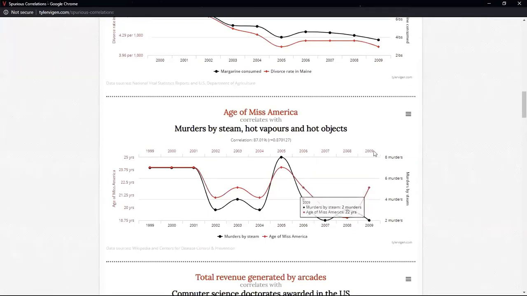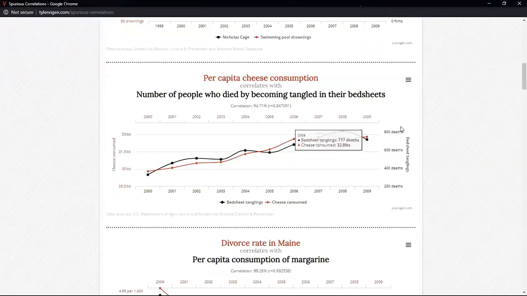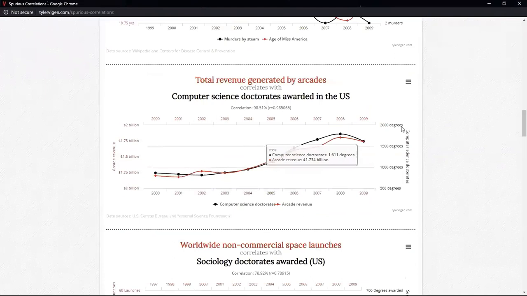Very low numbers. The first time I ever saw this, I saw the death by bed sheet. I was like, oh no, what's this gonna be? But it's very, very low. I mean, this is insanely low. So again, correlation, not causation.